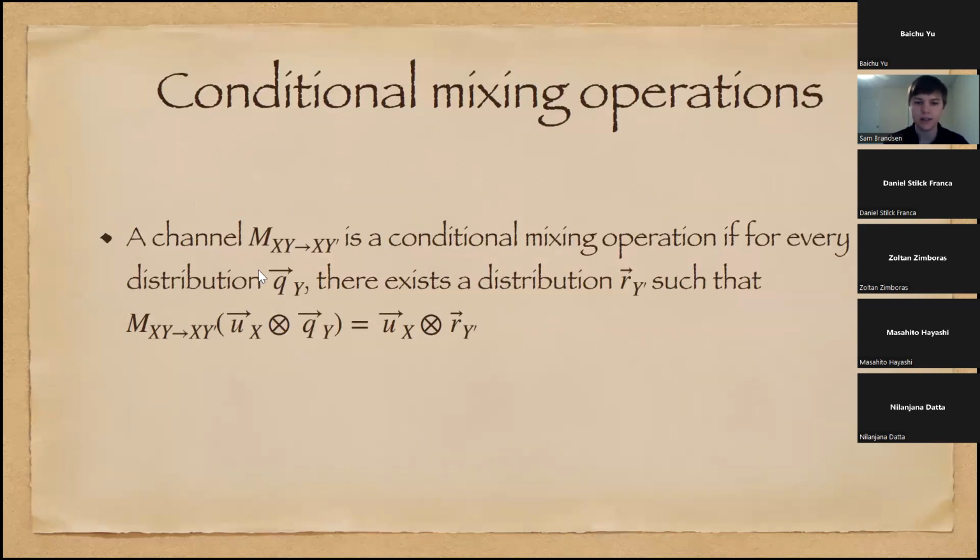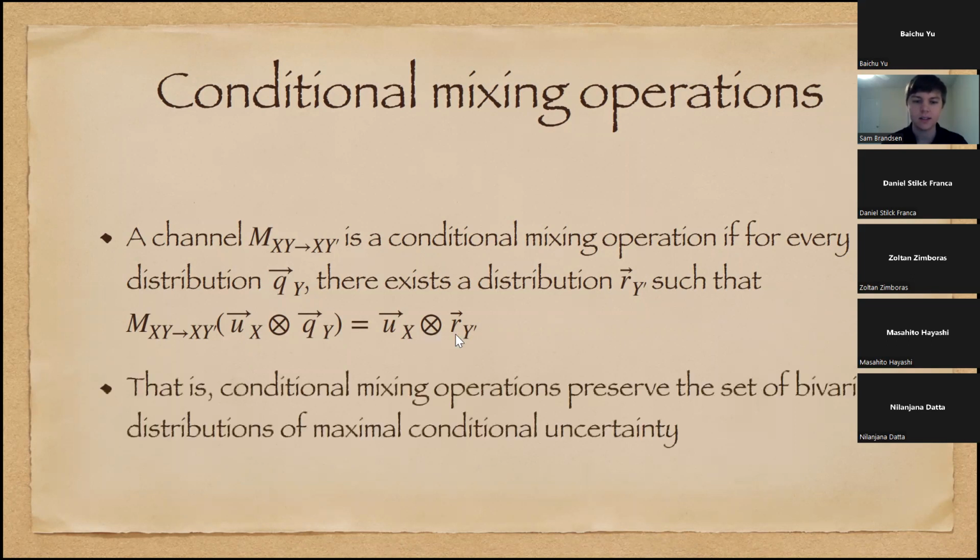So a channel M is going to be a conditional mixing operation if for any distribution U tensor Q, which has maximal uncertainty, you're mapped to another distribution that also has maximal uncertainty, U tensor R, where there's some distribution R satisfying this. So again, conditional mixing operations preserve the set of bivariate distributions of maximal conditional uncertainty.